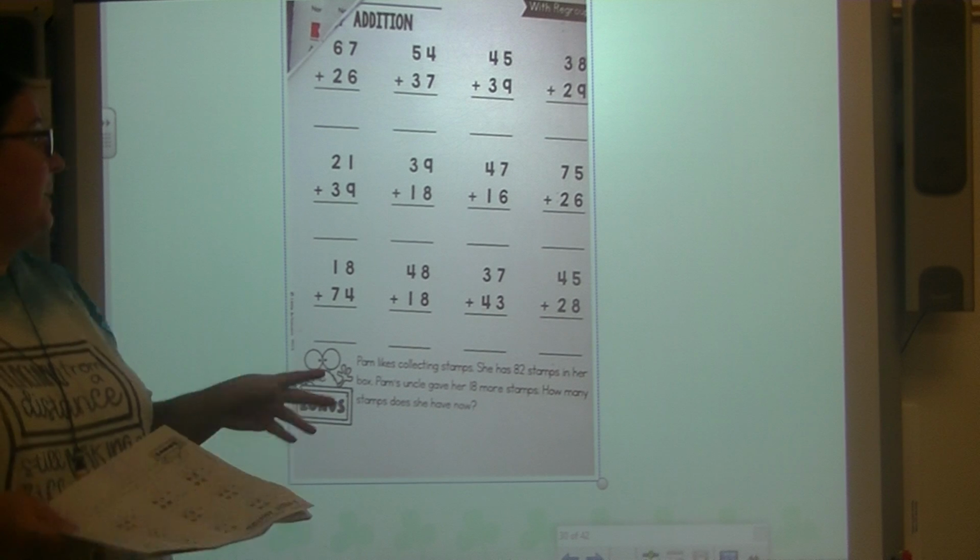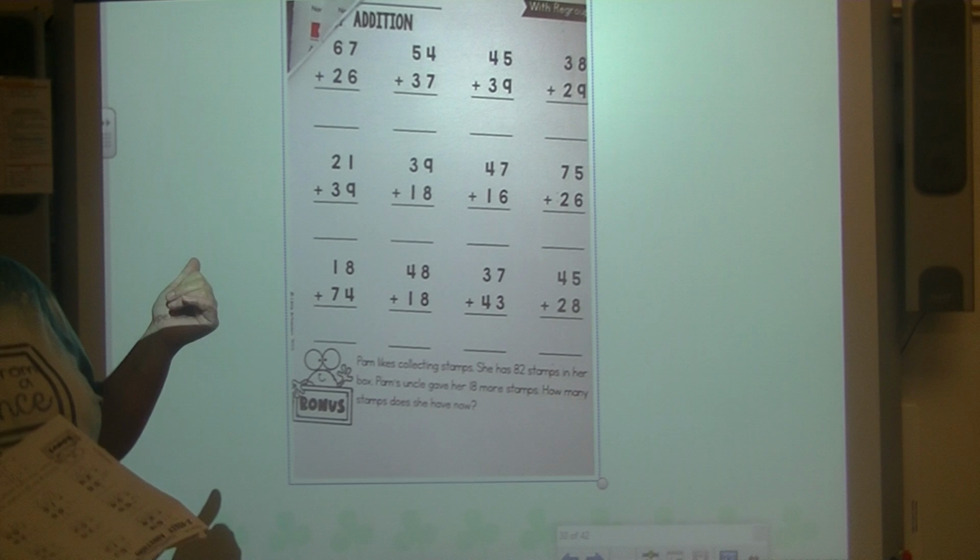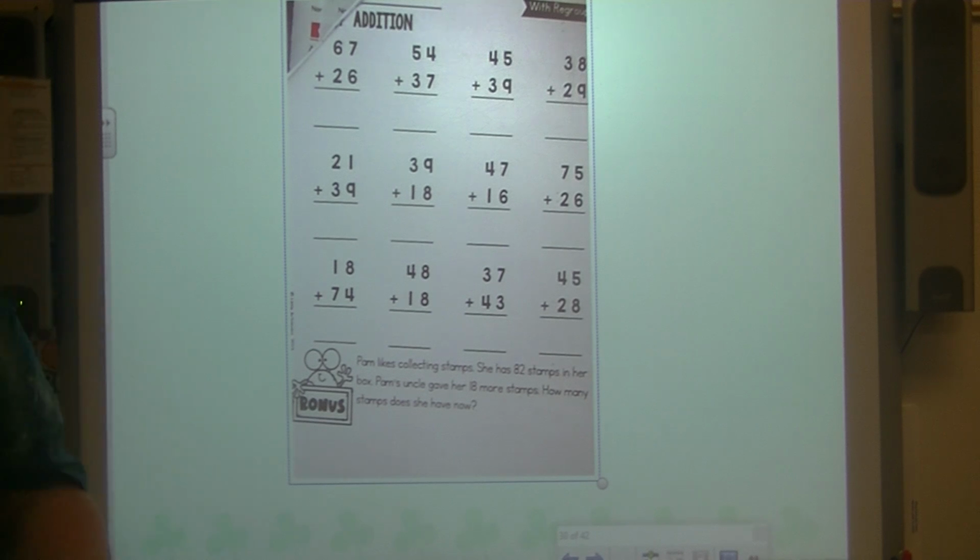So complete that page. I'll attach it so you know which page I'm talking about. Make sure you have the right problems. If you have any questions, let me know.